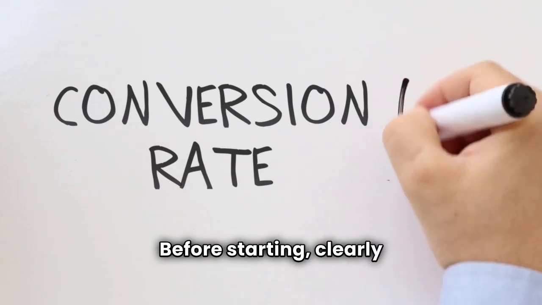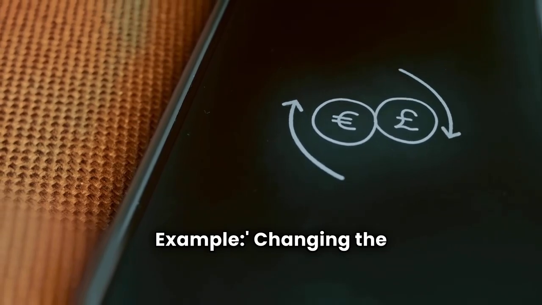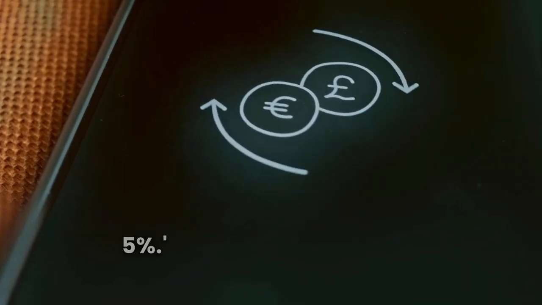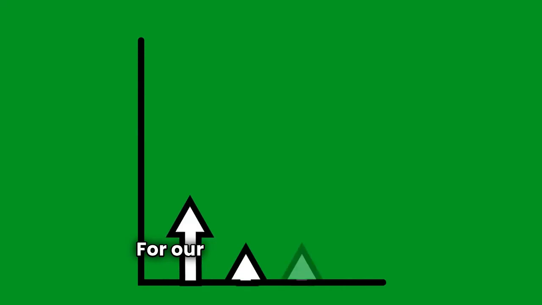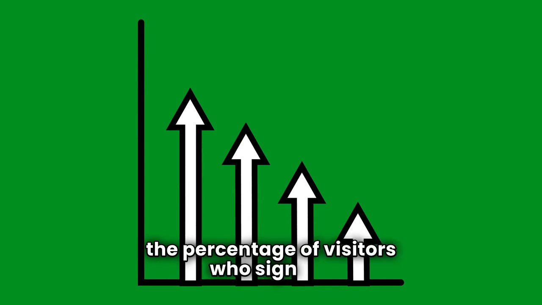Before starting, clearly define your goal and hypothesis. Example: changing the call to action button from blue to green will increase sign-ups by at least 5%. Pick one main metric to measure success. For our example, we'll track conversion rate, the percentage of visitors who sign up.